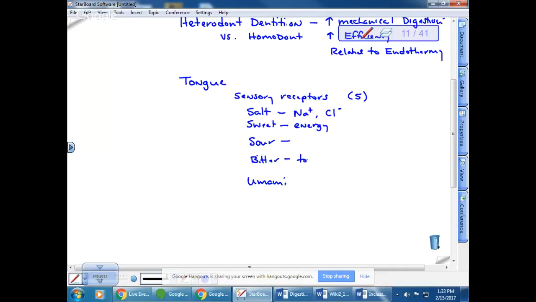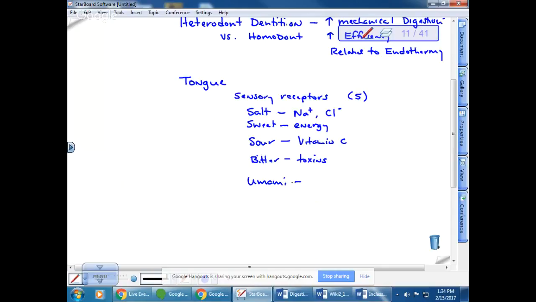So bitter is toxins. Okay. What's sour? Acidity, but what is the vitamin that we need? C, right? So vitamin C, okay, that's an essential vitamin that we need in our diet. We get scurvy, right? Pirates got scurvy because they didn't have access to fruits that had vitamin C in it.